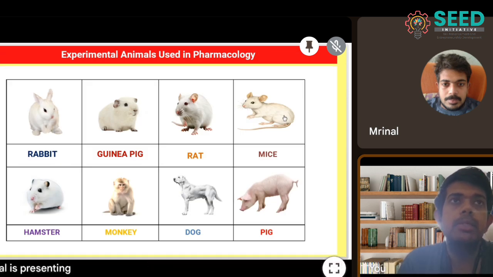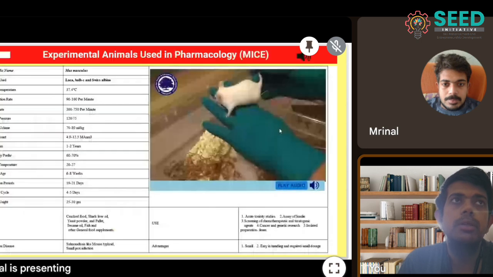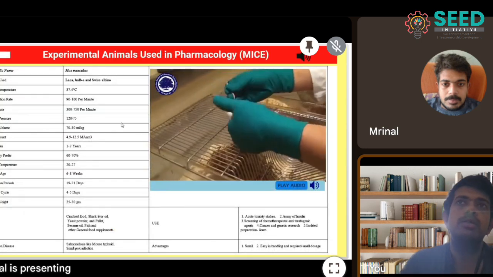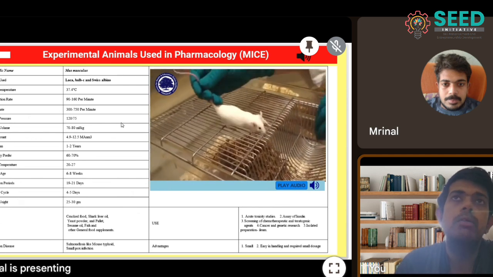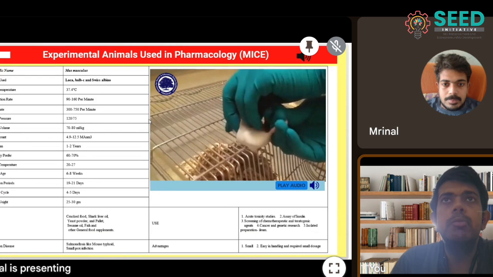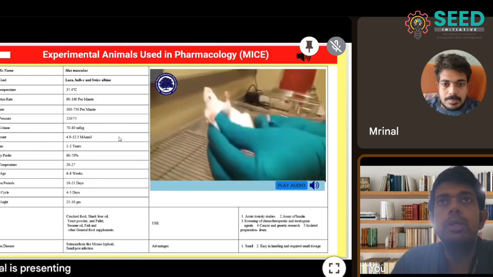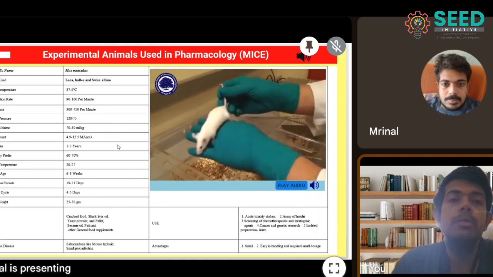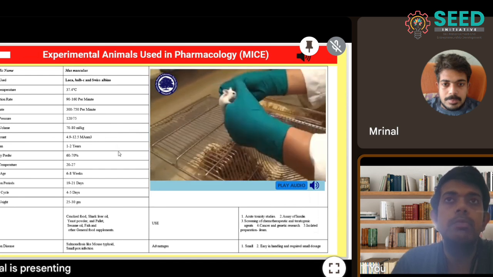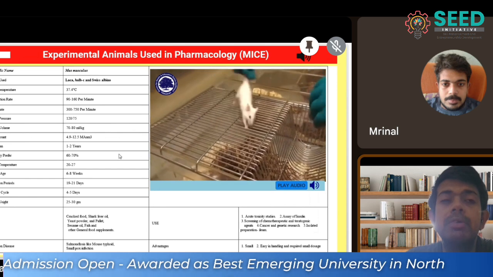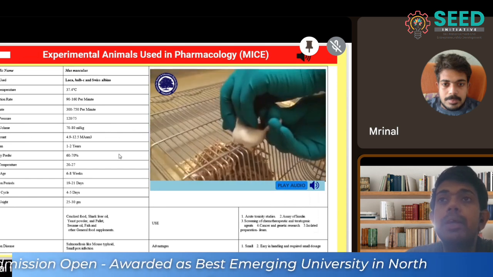Next is mice. Mice are known as Mus musculus, and the strain used is Swiss albino. The body temperature is 37.4 degrees Celsius. Respiration rate is 90 to 160 per minute. Pulse rate is 300 to 750 per minute. Blood pressure is 120 by 75, which is weird, I think.